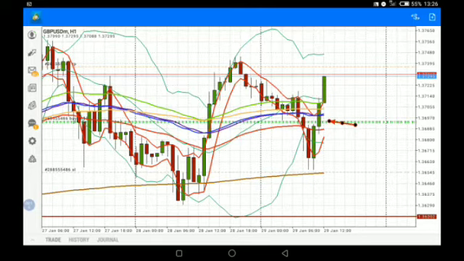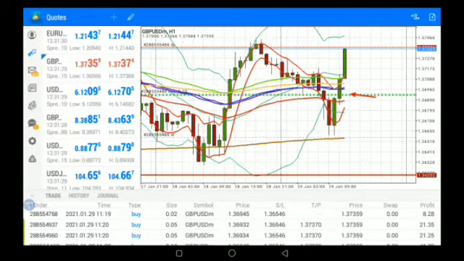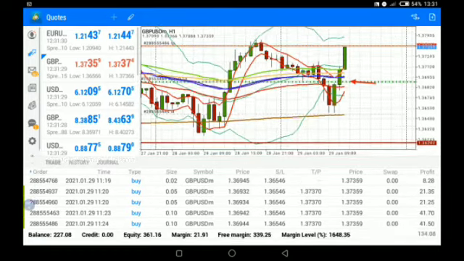Right, so you see how the trade is going. I'm going to pause to resume after a bit. Price is already at TP. Right, the price is already at TP.